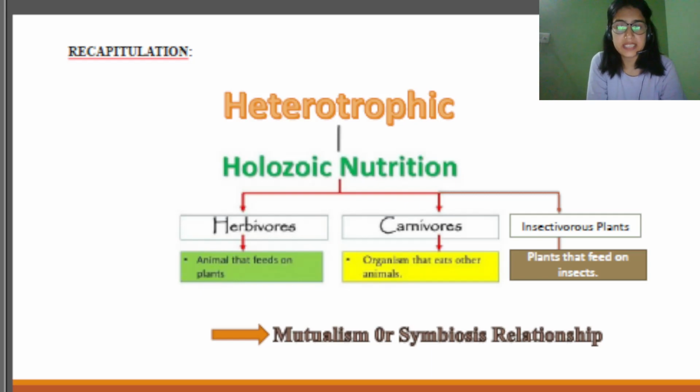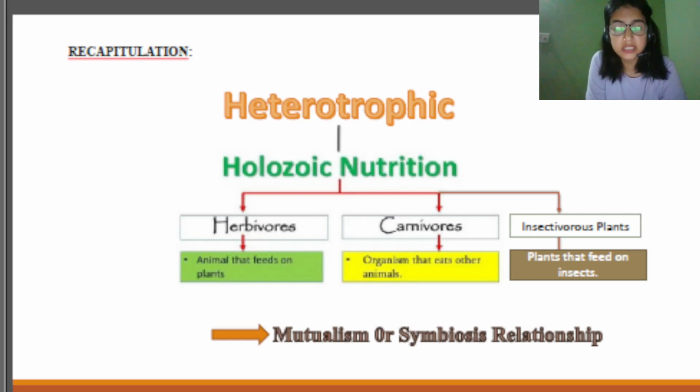herbivores, that is animals that feed on plants. You will be giving the example for that: what are herbivores, what example can you give of herbivores? And the other is carnivores, and these are the organisms that eat other animals. And the last one is the insectivores. If we talk about insectivorous plants, plants that feed on insects will be coming under the category of insectivorous plants.